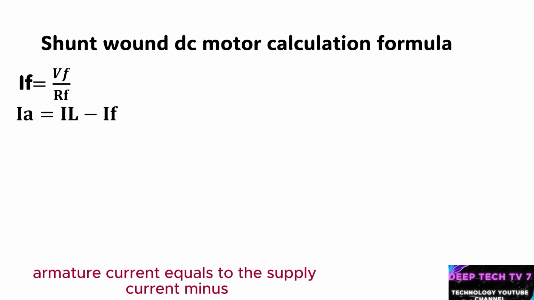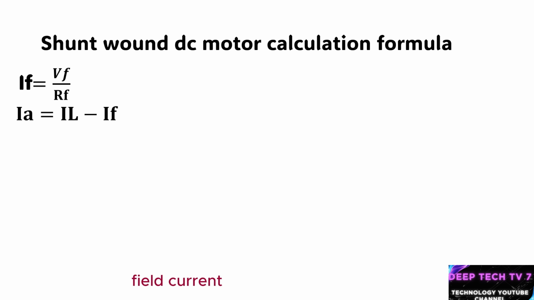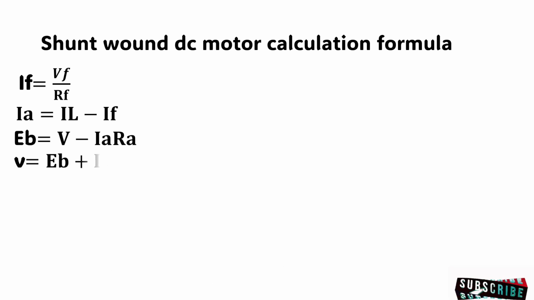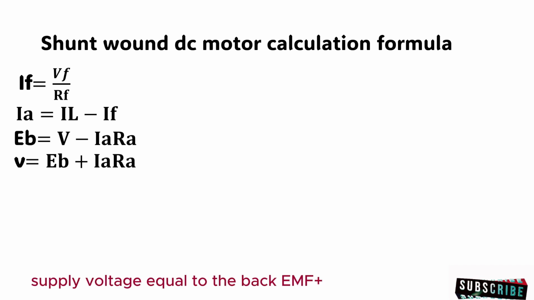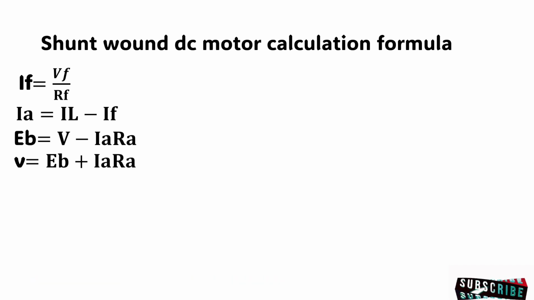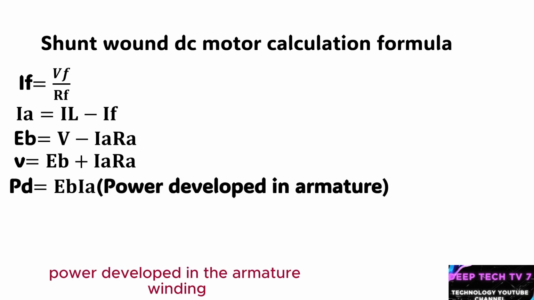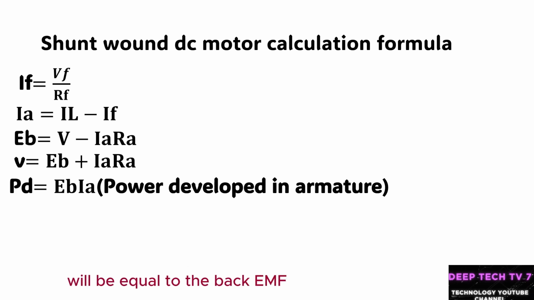armature current equals the supply current minus field current, back EMF equals the armature current times armature resistance, supply voltage equals the back EMF plus armature resistance times armature current. Power developed in the armature winding will be equal to the back EMF times armature current.